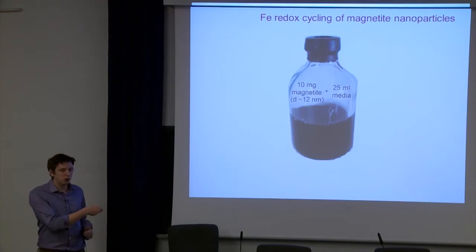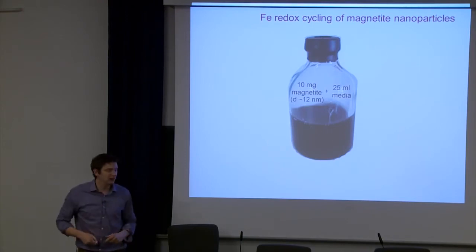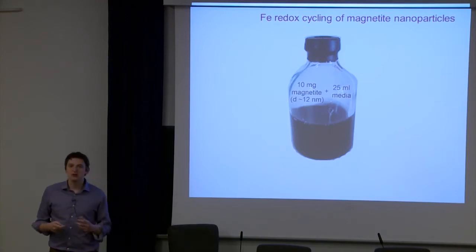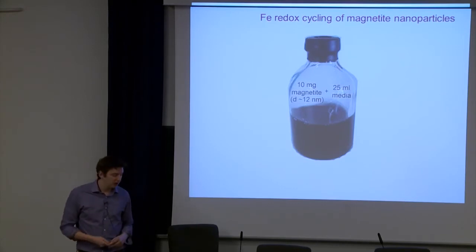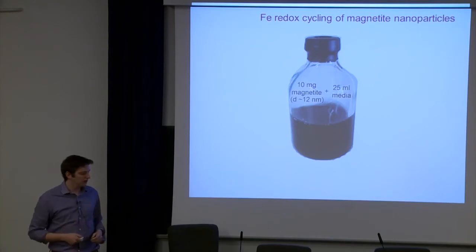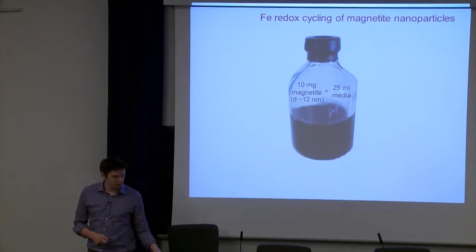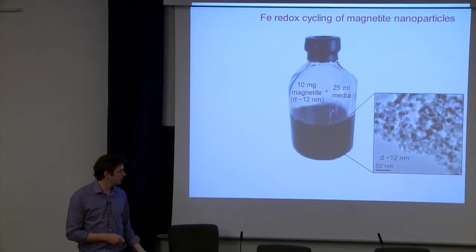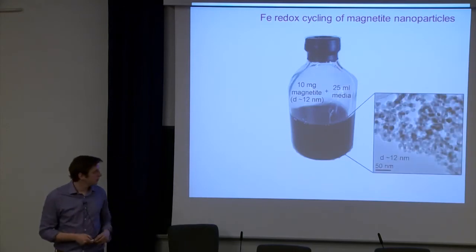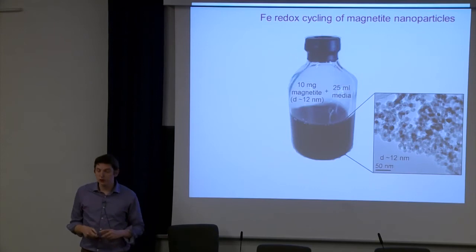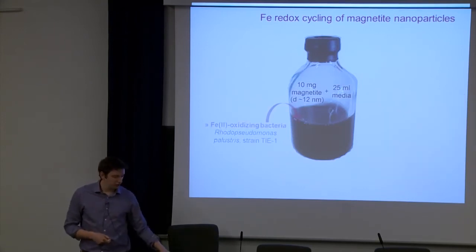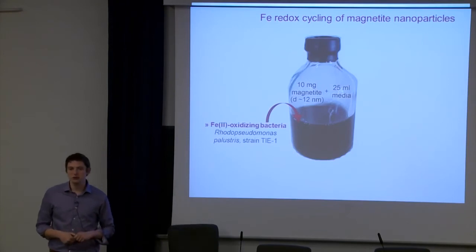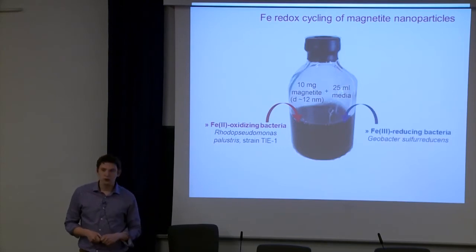So for this, I just have a simple bottle. It's around about 50 milliliter volume. And then into this, I added 25 milliliters of media that can support both different bacteria. I then added about 10 milligrams worth of magnetite. The magnetite itself is very small. This is superparamagnetic. It's 12 nanometers. And you can see here from this image that the size is relatively uniform, actually, but it's around about 12 nanometers.